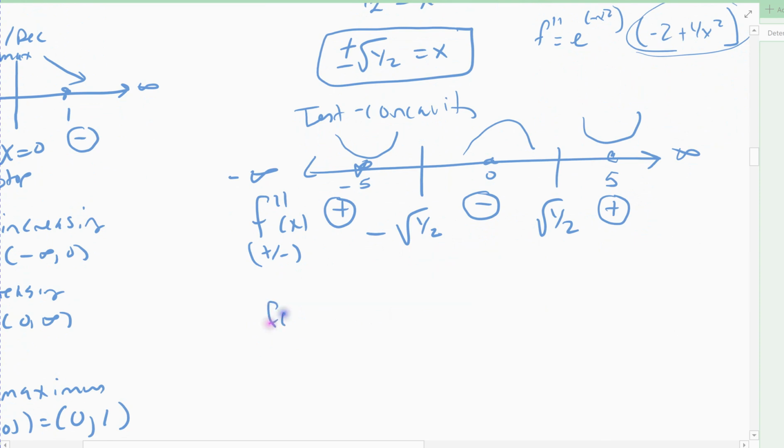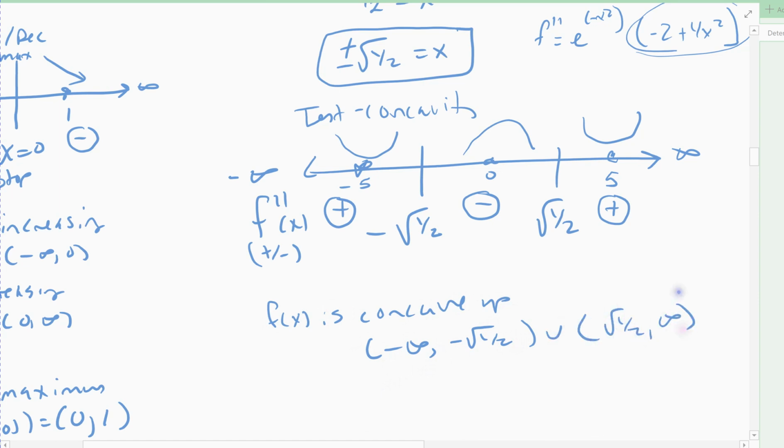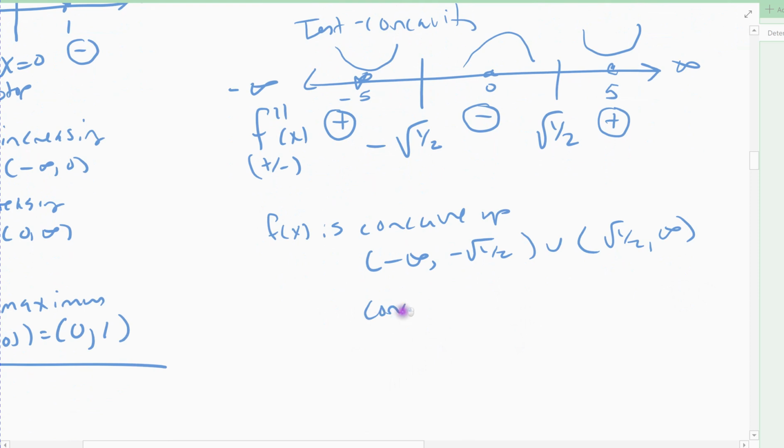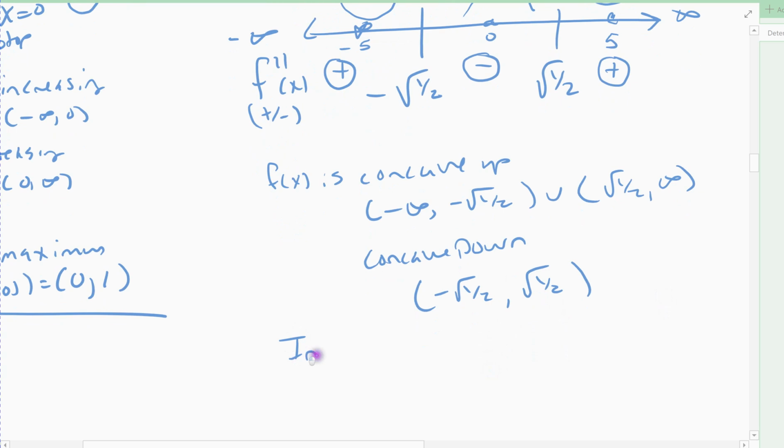Now I write them out. f of x is concave up from -infinity to the -√1/2. Also from the +√1/2 to positive infinity. Concave down between the ugly roots. So between the -√1/2 and +√1/2. And it does have inflections.